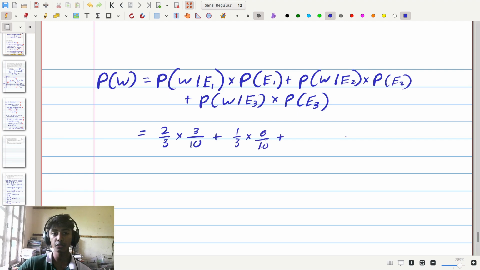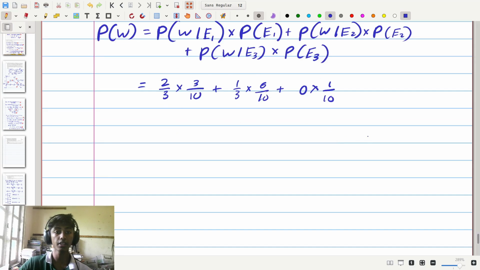And then you have to add that to the next probability, which is probability of W given E3, which is 0, times probability of E3, which is 1 over 10. Now adding these together, we can see this and this cancel, this 3 here and this 3 cancel, and this 3 and this 6 cancel to give us 2 here. We have 2 over 10, and another 2 over 10, and this part here is just 0.